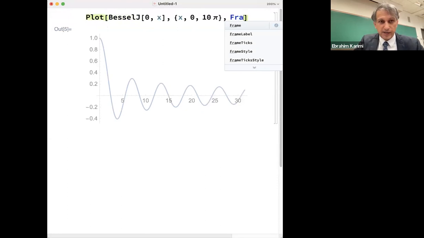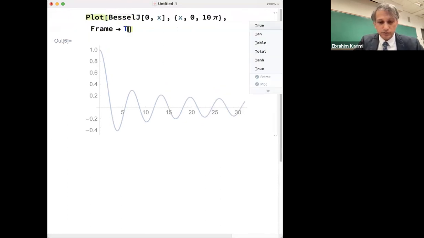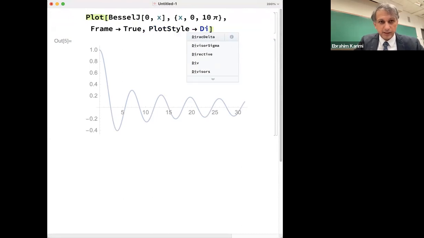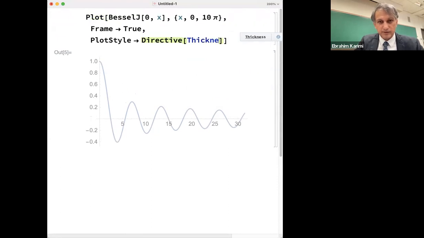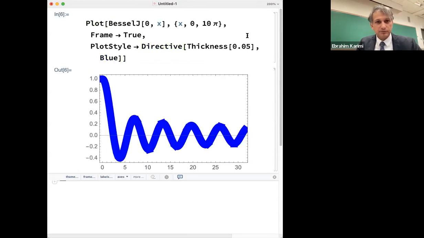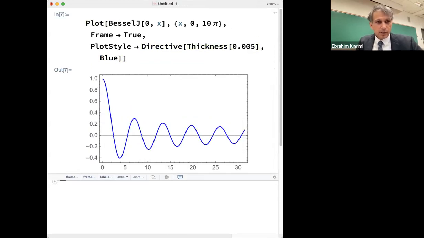Let's go with Frame true, and also PlotStyle. I will go with a Directive of thickness 0.05 and maybe red, blue. Okay, so that's a Bessel function of the first kind.